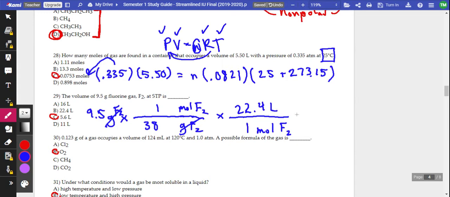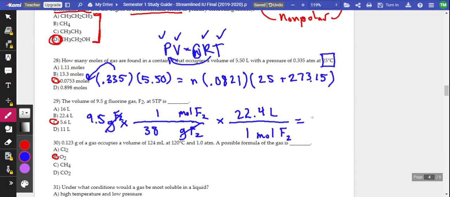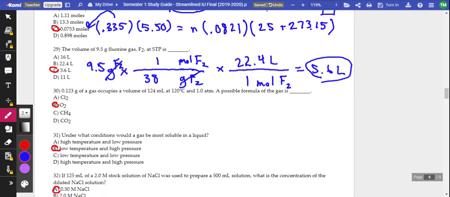that's going to take up 22.4 liters of volume. So I take 9.5 grams, I divide it by 38, I multiply by 22.4, and I get 5.6 liters. Okay, which is exactly what our answer should be. So you can try this with PV equals nRT and you should get the same answer, but this is just way faster.